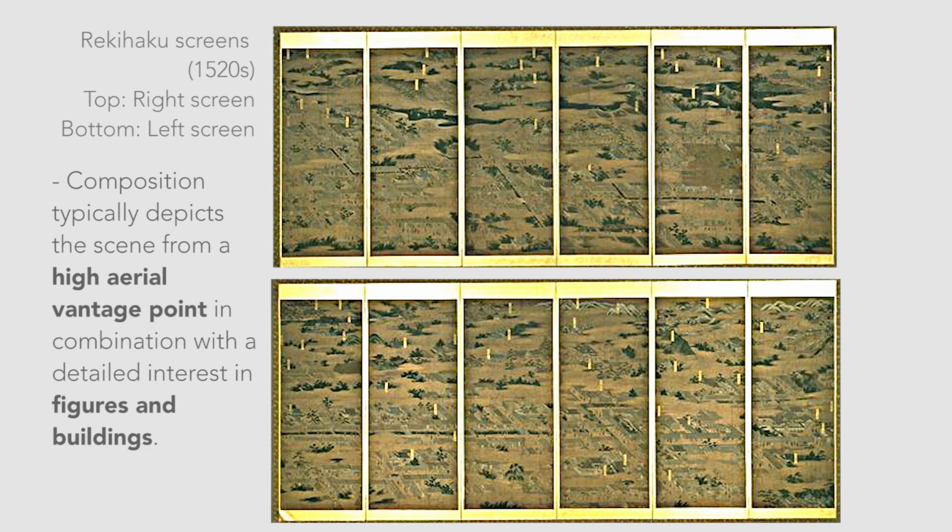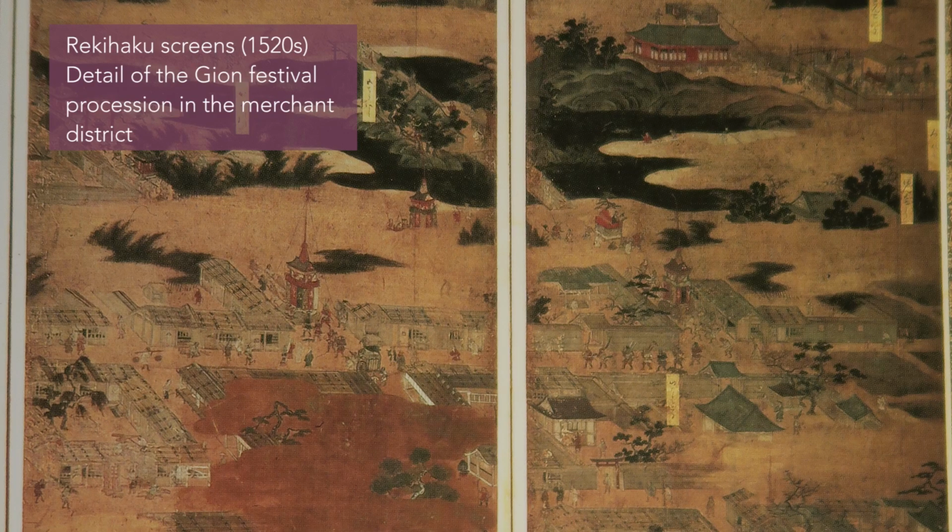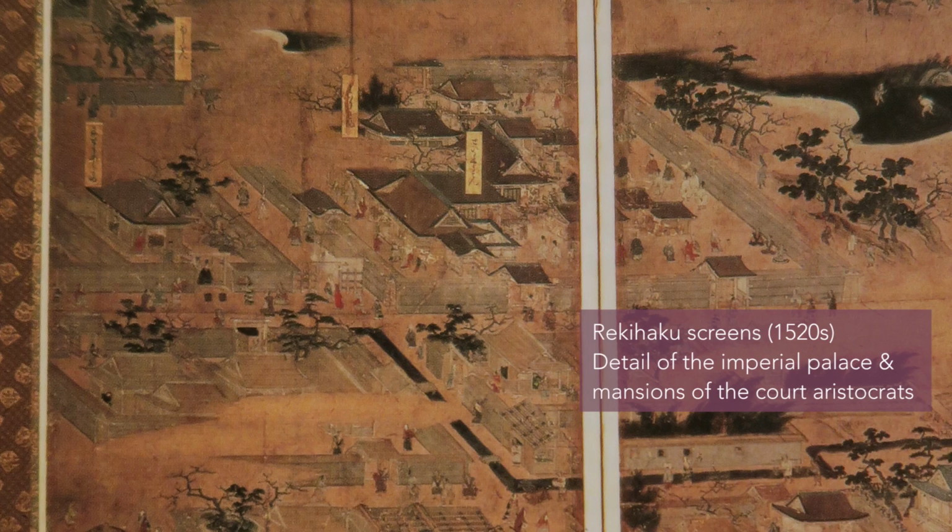On these screens, 3 areas in particular are given prominence: the Gion Festival procession as it passes through the merchant district, the mansions of the court aristocrats, and the headquarters of the Bakufu and the mansions of the powerful daimyo in the Muromachi district. This reflects the three classes present in Kyoto at the time: the townsmen, the court aristocracy, and the samurai. These scenes offered an idealized view of the city through its different seasons.